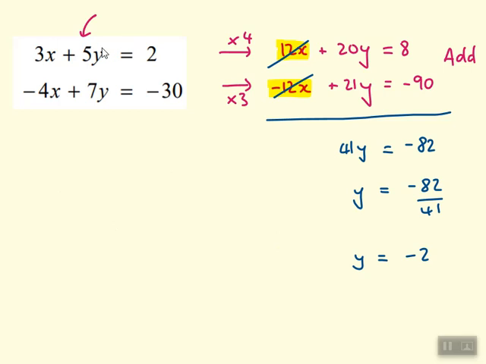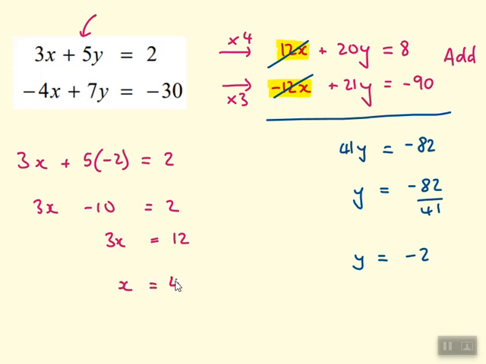I'm going to replace that y with a minus 2, so it's going to be 3x plus 5 times minus 2 equals 2. Okay, so 5 times minus 2 is minus 10. So it's 3x take away 10 equals 2, so I'm going to add the 10 over, that's going to give me 12, and then that equals 3x. I'm going to divide both sides by 3, that gives me 4, so x is equal to 4.